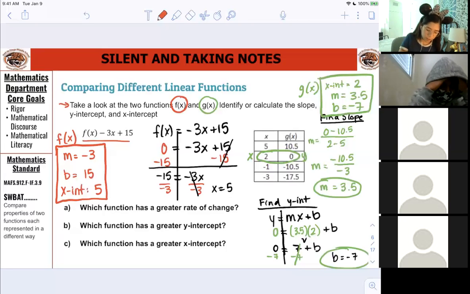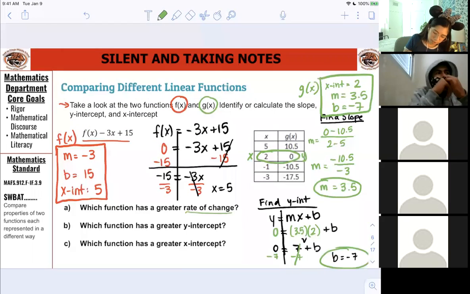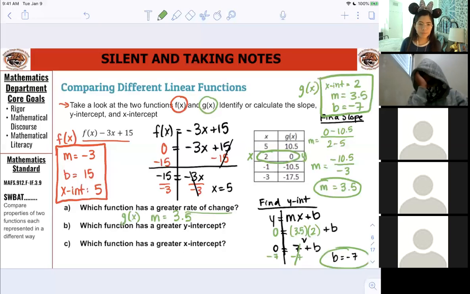Slope, yeah. For this, we're looking at the slope, and slope is m. And g of x has the bigger one because for g of x, m equals 3.5, whereas for f of x, it's negative 3. So g of x has a greater rate of change.